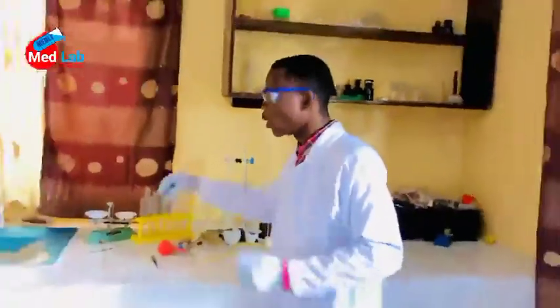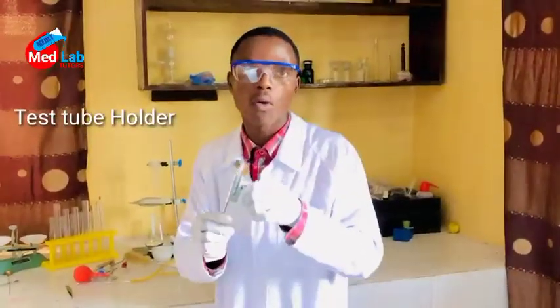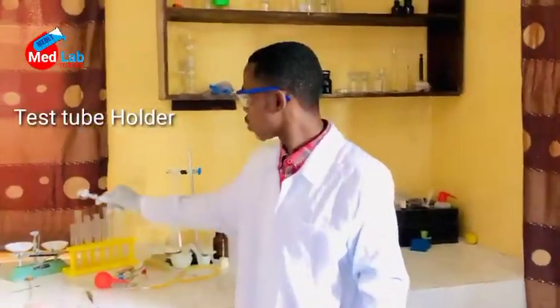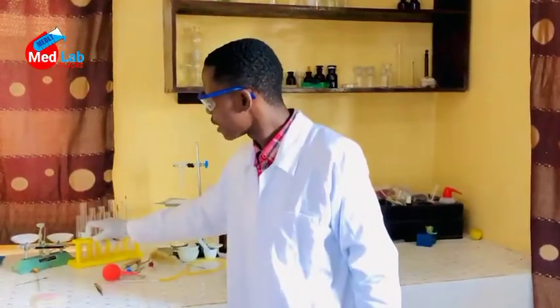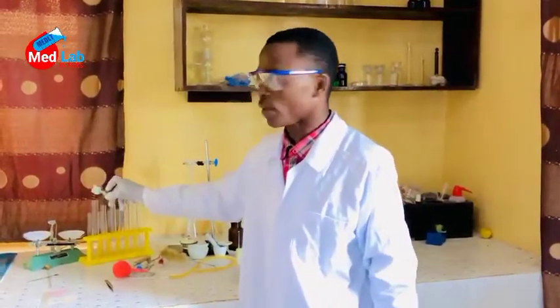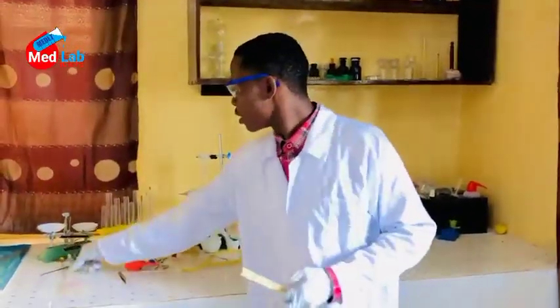Now we look at this also. We have the test tube, we have the test tube stand. This is the test tube holder. The main reason for this holder is to hold the test tube for easy removal. When we want to move this test tube from here, we can use the test tube holder. The test tube holder comes in different shapes. This is the wooden one, and they both play the same role.